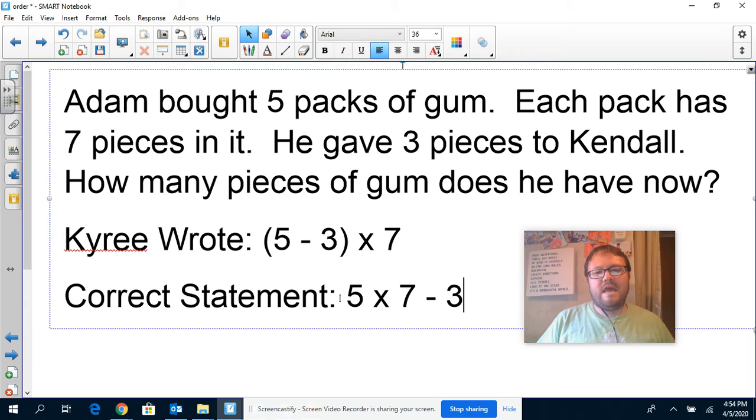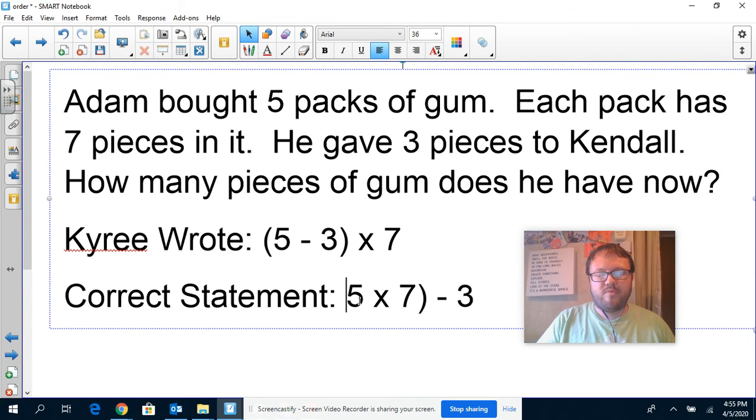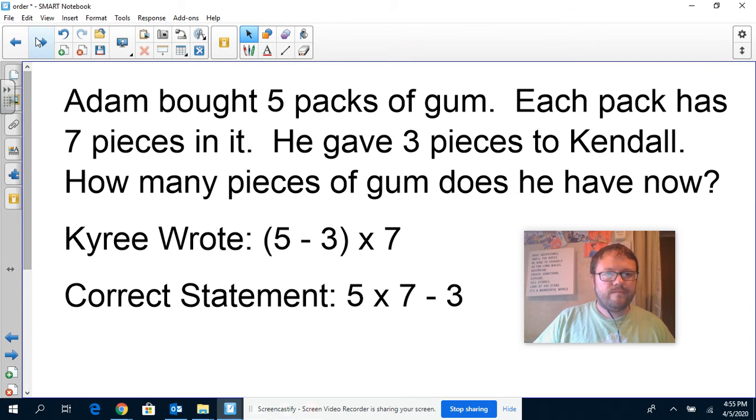While Kyrie's statement had the correct operations in it, the operations were not in the correct order of when we applied them. If you want to, you can also put parentheses around the 5 times 7, but that is unnecessary because, without the parentheses, you would still multiply first.